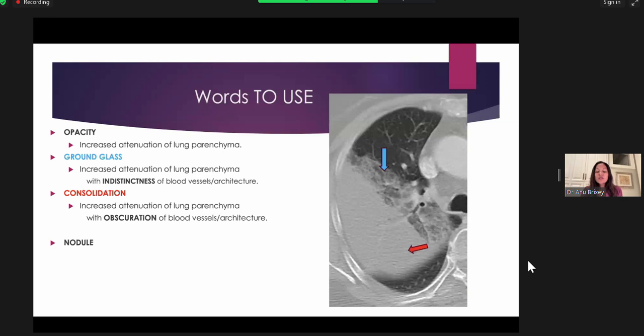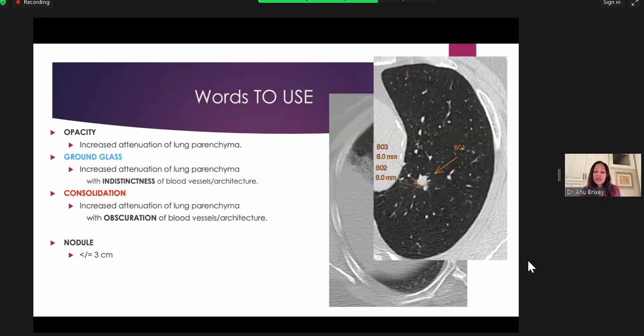A couple other terms are important to understand clearly and therefore use correctly. One is nodule. A nodule is defined as a focal area of increased density that's less than or equal to 3 centimeters. For example, when we see this here, this would be described as a nodule, a spiculated nodule. It measures 8 by 8 millimeters, so it's less than 3 centimeters in size.